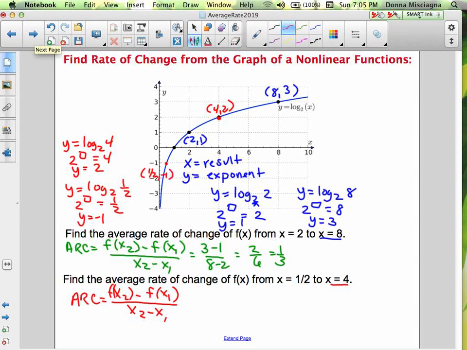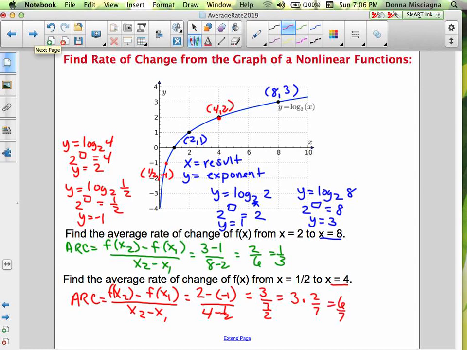All right, so now we have the difference in the y's, 2 minus a -1, over 4 minus 1/2. That's the same as 2 plus 1, so that's 3. And 4 minus 1/2, let's write that as an improper fraction. 4 is 8 halves, so 8 halves minus 1/2 is 7 halves. Well, 3 divided by 7 halves is the same as 3 times the reciprocal, times 2 sevenths. So this would be 6 sevenths.